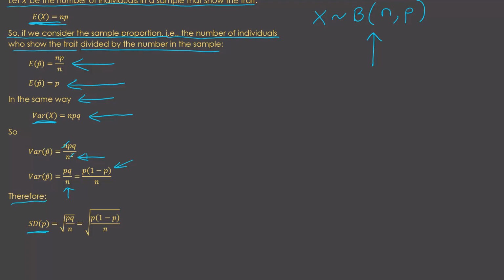Therefore, the standard deviation, being the square root of the variance, is the square root of pq over n, or if we replace q with 1 minus p, the square root of p times 1 minus p divided by n.